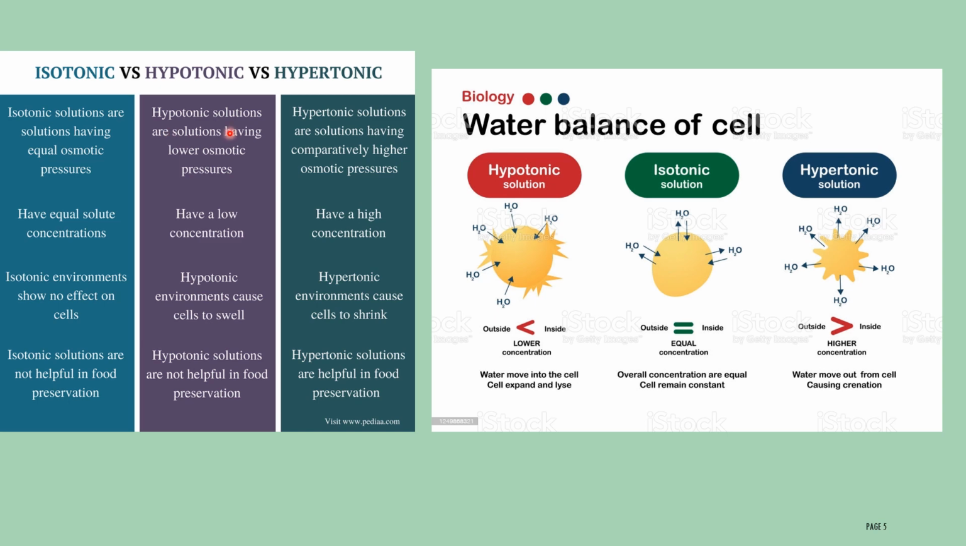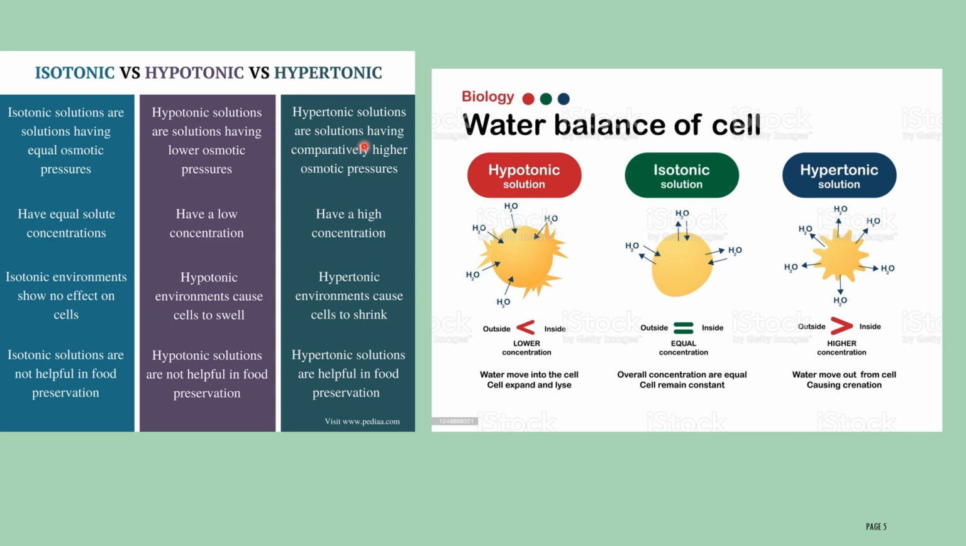Next, hypotonic solutions are solutions having lower osmotic pressure. In the case of a hypotonic solution, the solute concentration inside the cell is less compared to outside. Then you can observe the movement of water from outside the cell to inside. Therefore, outside the osmotic pressure is more compared to inside, so a hypotonic solution possesses lower osmotic pressure.